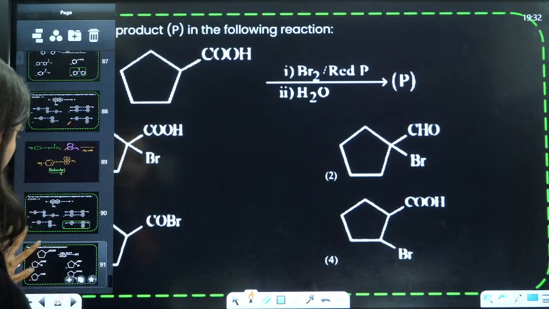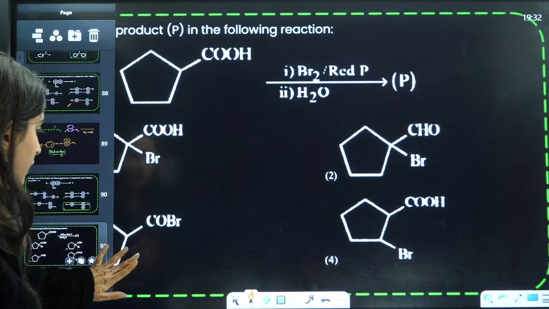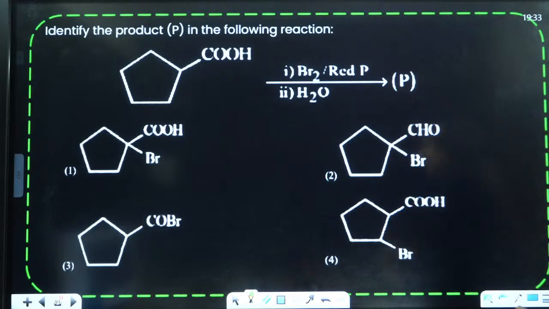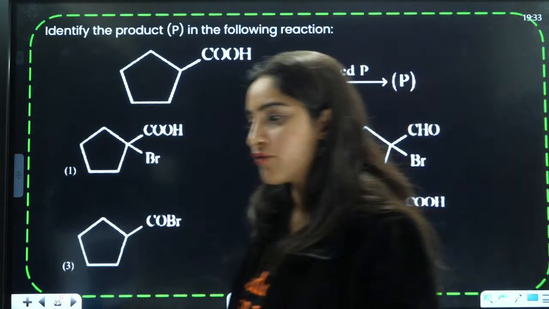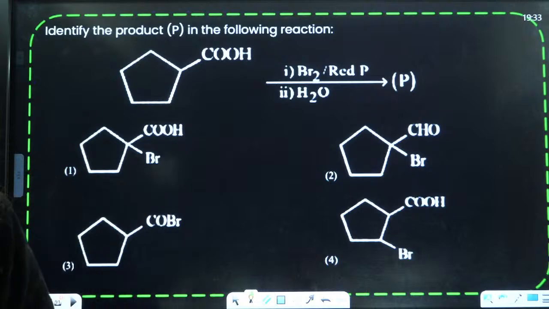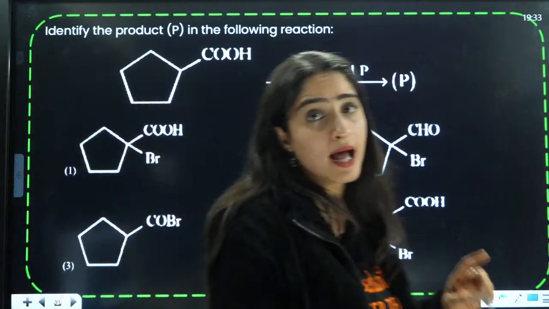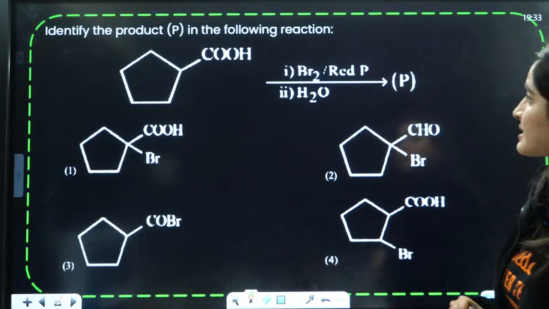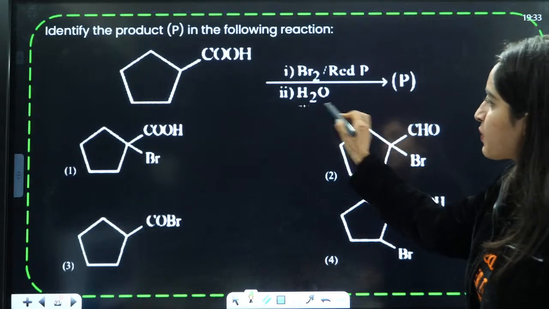Very good. This is the last question of today. Let us see how many of you are able to answer this. The question says: identify the product P in the following reaction. Right? They have given you Br2 and red phosphorus.